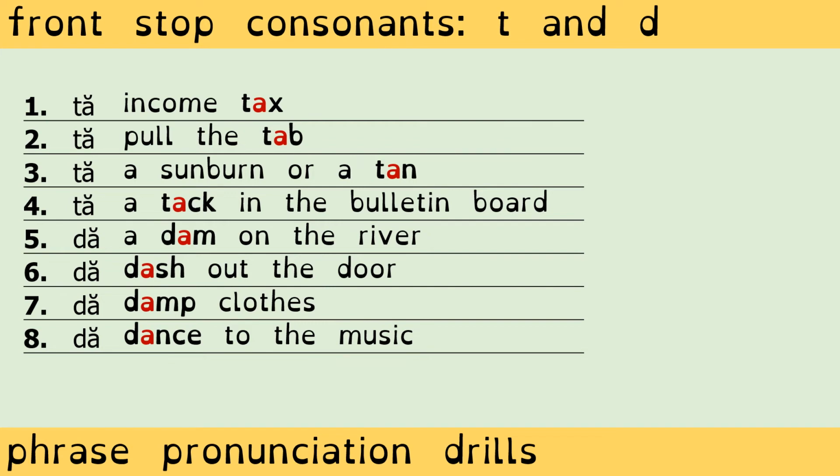Okay, we are going to practice with phrases again. We are starting with a short A sound. Feel free to pause the video and try to read them on your own first. Here I go. Number 1. Ta. Income tax. 2. Ta. Pull the tab. 3. Ta. A sunburn or a tan. 4. Ta. Attack in the bulletin board. 5. Da. A dam on the river. 6. Da. Dash out the door. 7. Da. Damp clothes. 8. Da. Dance to the music.